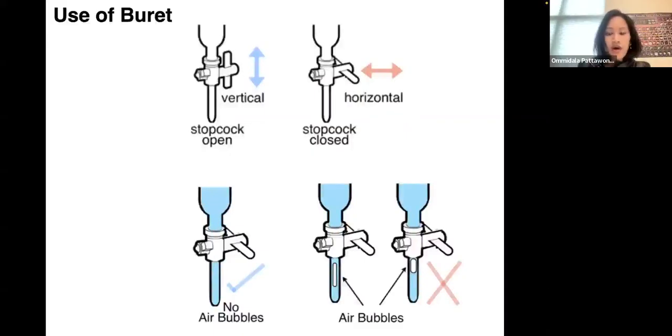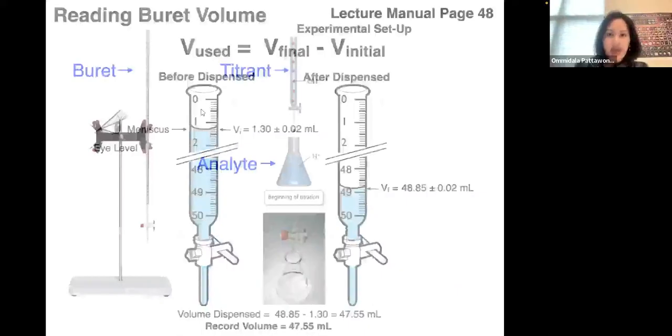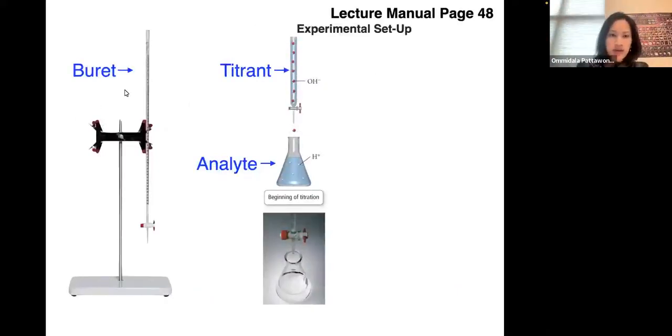Also, because we need to know the exact volume of the substance, make sure that when you set up the burette and fill in the substance, there are no air bubbles, because air bubbles take up volume, and that is going to affect your result. Your lab instructor will go over how to read the burette. Here is the experimental setup, where you are going to set up the burette.